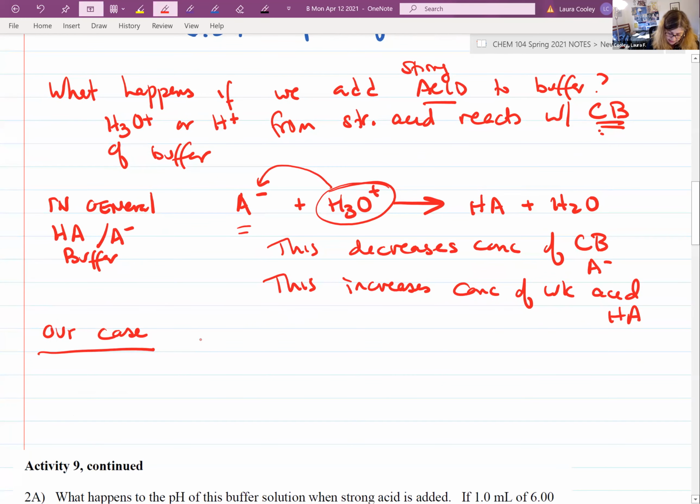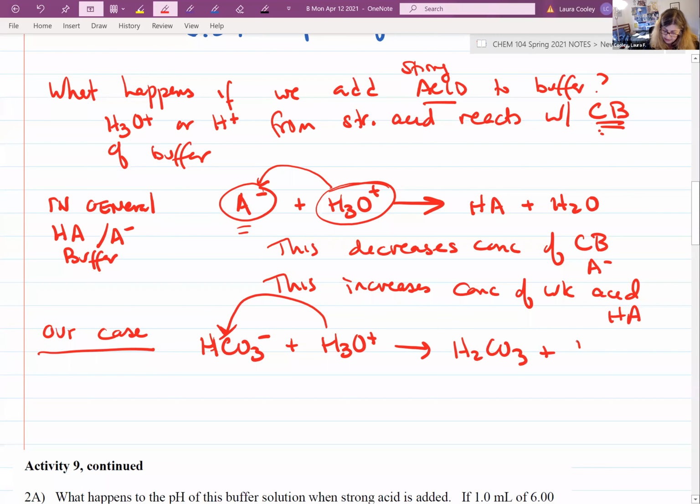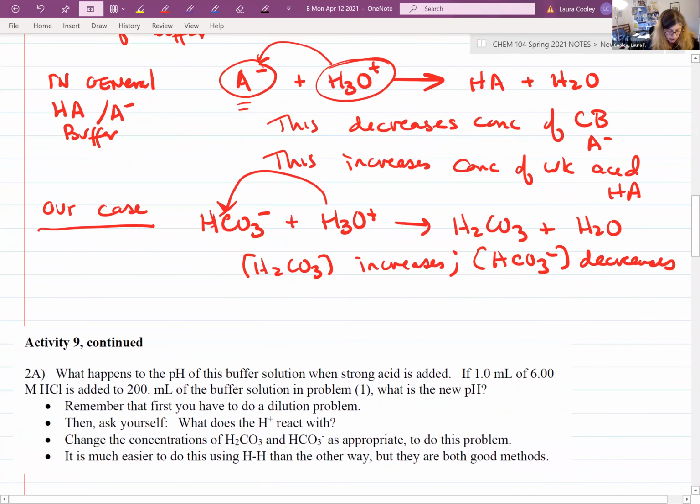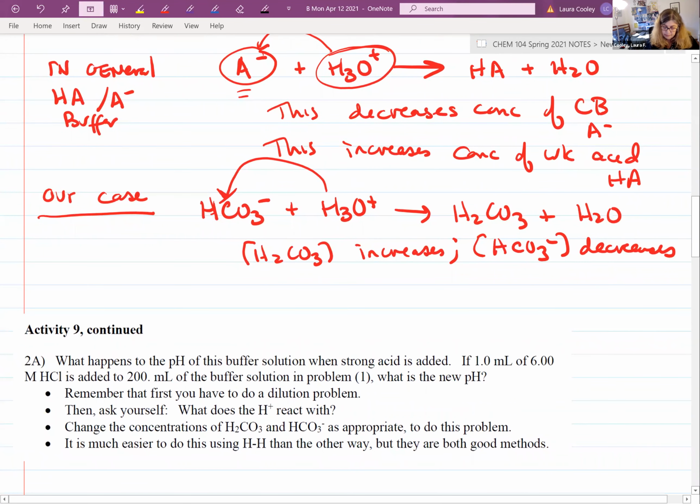So in our case, the conjugate base is HCO3 minus. It will react with H3O plus. It'll accept a proton because it's a base. It'll form H2CO3 and water. So the concentration of H2CO3 increases, and the concentration of HCO3 minus decreases. How much? Well, it depends on how much H3O plus you had in the solution.